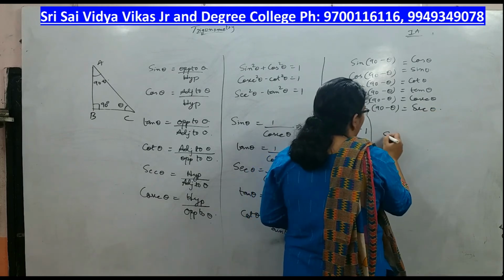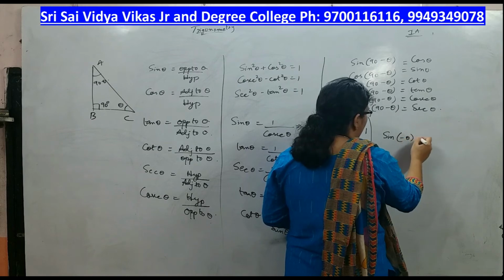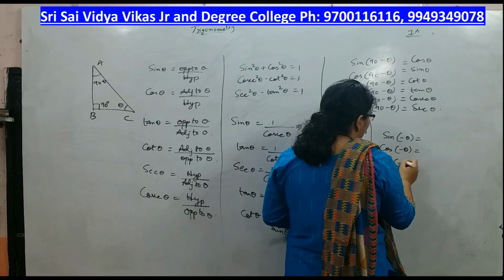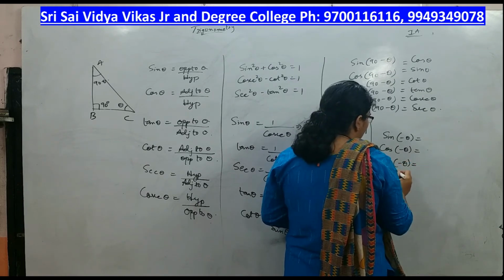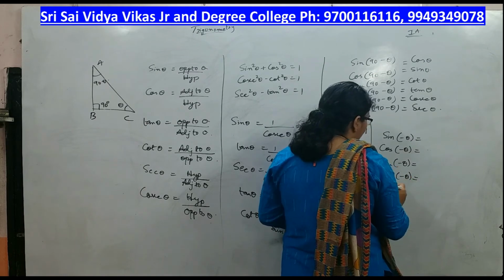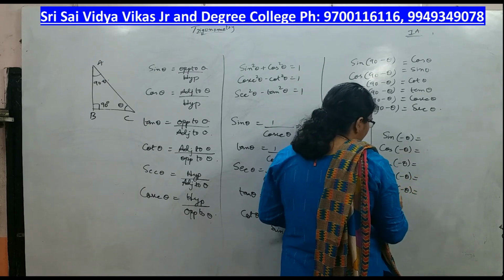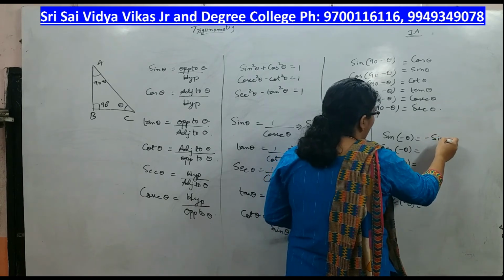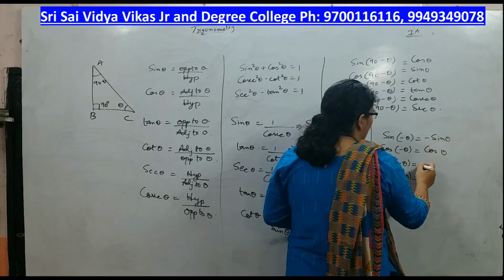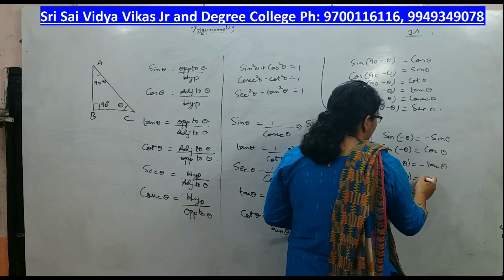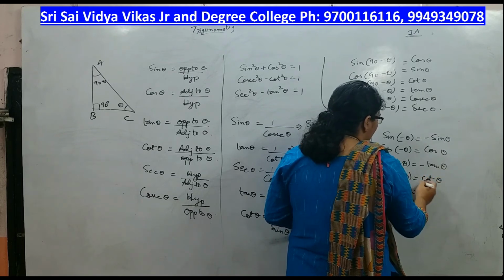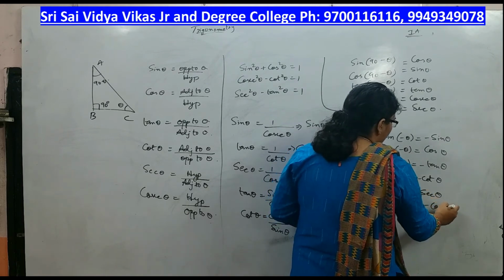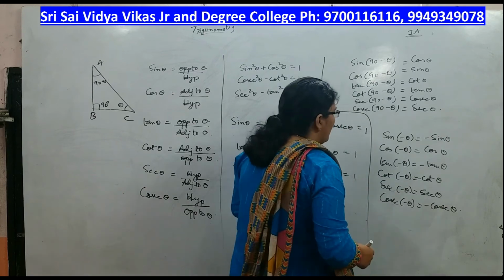Next you have angles of negative: sin of minus theta, cos of minus theta, tan of minus theta, cot of minus theta, secant of minus theta, cosecant of minus theta. Sin of minus theta is minus sin theta, cos of minus theta is cos theta, tan of minus theta is minus tan theta, cot of minus theta is cot theta, secant of minus theta is secant theta, cosecant of minus theta is minus cosecant theta. So note down these.